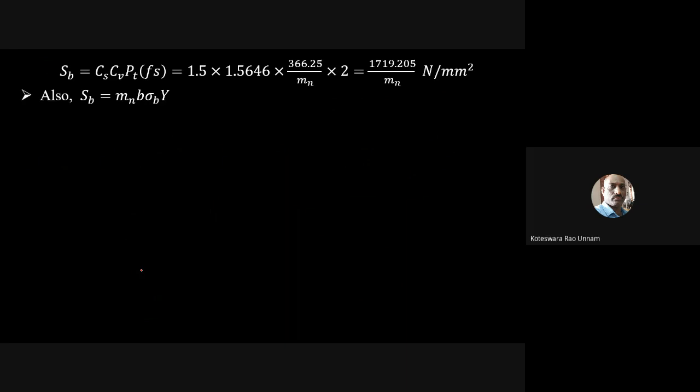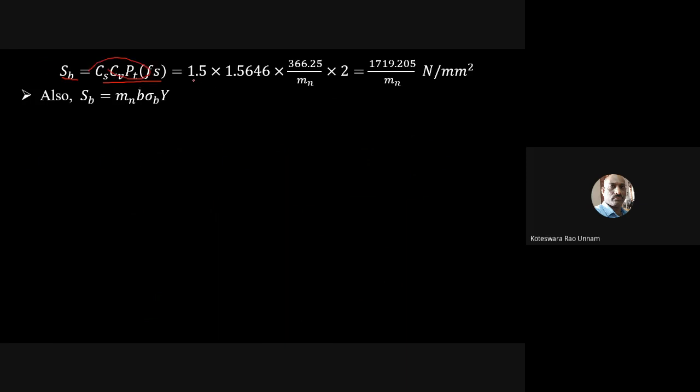Straight away, here I have written the equation, that is the beam strength equation. Beam strength is equal to your P effective into Fs, the factor of safety. This is the design equation. So Cs, Cv, Pt into Fs is going to be your effective load.